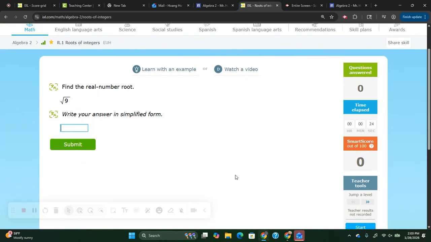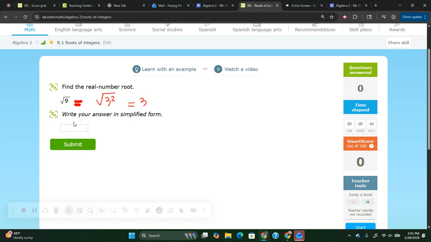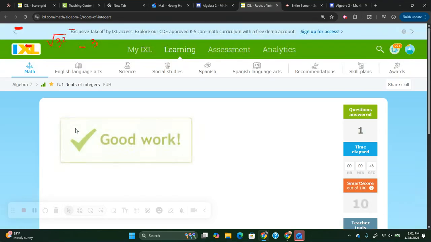Okay, so now we have square root of 9. The answer is 3. The reason is 9 is 3 squared, and the square root and power 2 cancel out, so the answer is 3. Okay, I put the answer in the box and I submit.